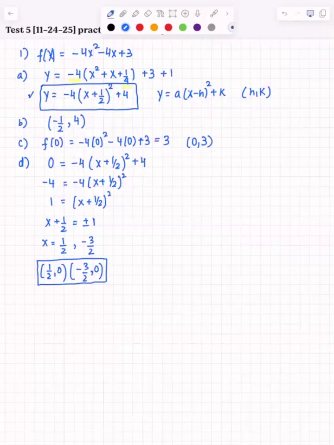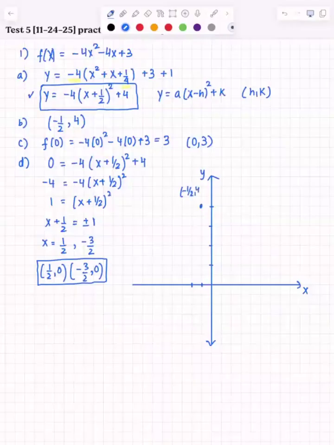Okay. Part D, sketch the graph, label everything. So let's sketch this graph. Label my axes. Okay. The vertex was at negative half. So this is, I'm putting negative 1. So this is negative half, 4. That's the vertex. Negative half, 4.